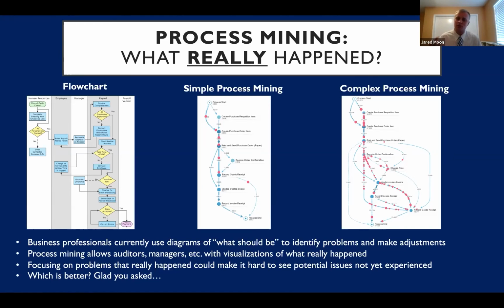That complex process has a lot more information than a flowchart that shows just what should happen. Process mining actually shows what really happened in the business and helps an auditor do truly risk-based auditing. They're able to identify what risks the company is experiencing and how to best address those.